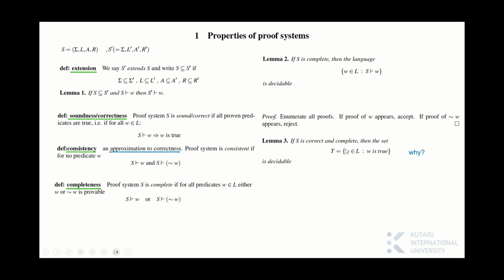So this is an important observation: if your proof system is correct and complete, meaning everything that it proves is true, and in addition it either proves W or not W, then you can algorithmically decide which statements are true or not. Because you can decide which ones can be proven, and if it's proven, it's true. If not W is proven, then it's false. So you can do this.